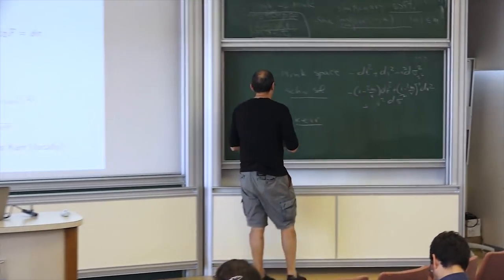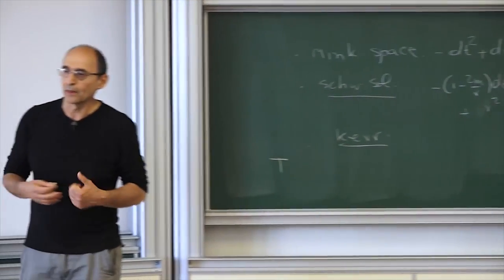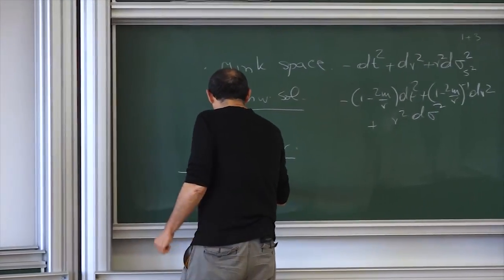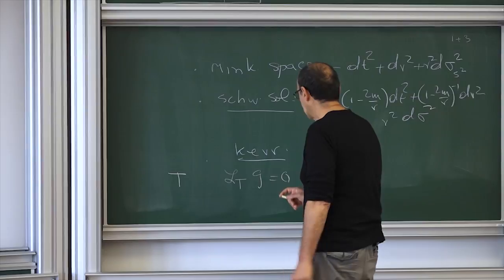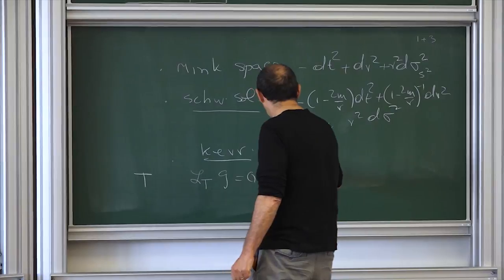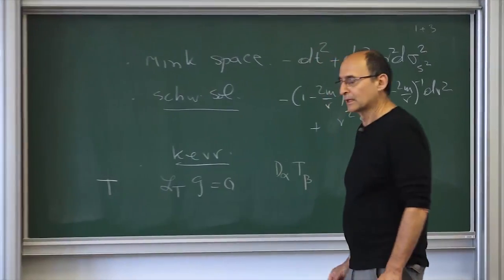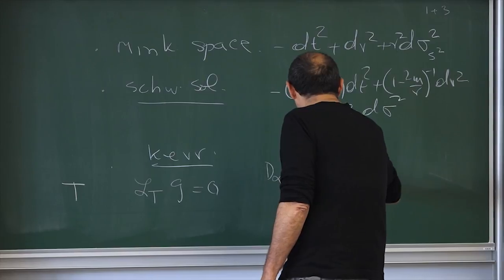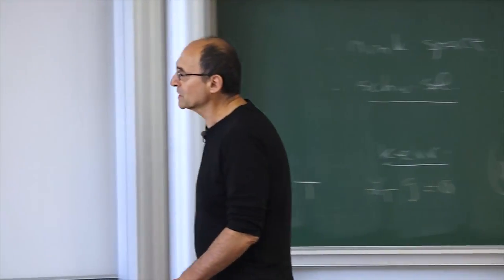Stationarity means that there is a Killing vector field. In other words, I'm not talking just about Kerr. Now I'm talking about a general stationary solution. If I have a general stationary solution, that means that L_T of g is equal to zero. If you look at what this means, it means that the covariant derivative D_alpha T_beta plus D_beta T_alpha is equal to zero. This is the so-called Killing equation, which follows immediately from this definition.